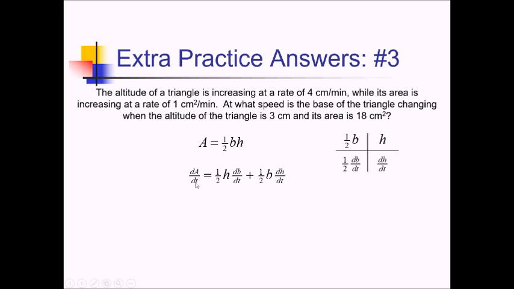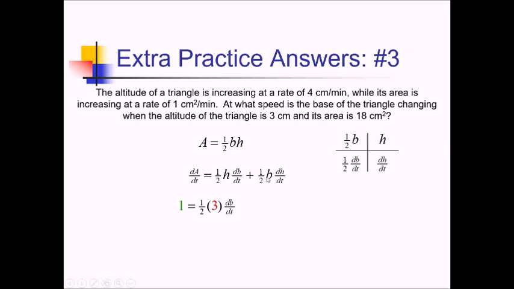dA over dt, they gave us that. The area is changing at a rate of 1 square centimeter per minute, so that's going to be a 1 right there. H, that's the height at a certain point in time. That's this 3 centimeters they gave us. dB over dt, we're just going to leave that there because we're solving for that. And over here, B, that's our base.